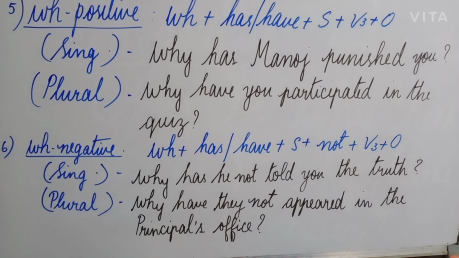Why have they not appeared in the principal's office? So they is the plural subject that you have got. Have is the supporting verb. So why have they not? Not is the negative word that you use. Appear. Appear is the base form of the verb. And because it is a regular verb, you just have to add ed to it to get the verb 3 form. And then in the principal's office is the object.